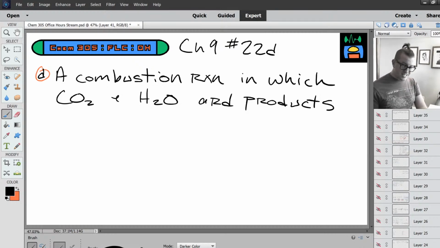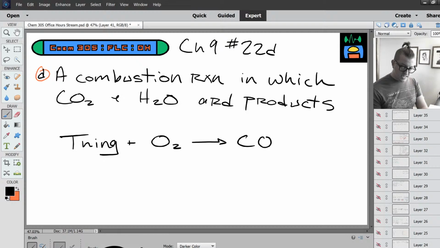Okay, so the question is, is this a combustion reaction? And the answer, well, we'll find out. Sorry, this is a combustion reaction. The question is, is it a redox reaction? So the combustion reaction is the combustion of something plus O2 producing CO2 and H2O.